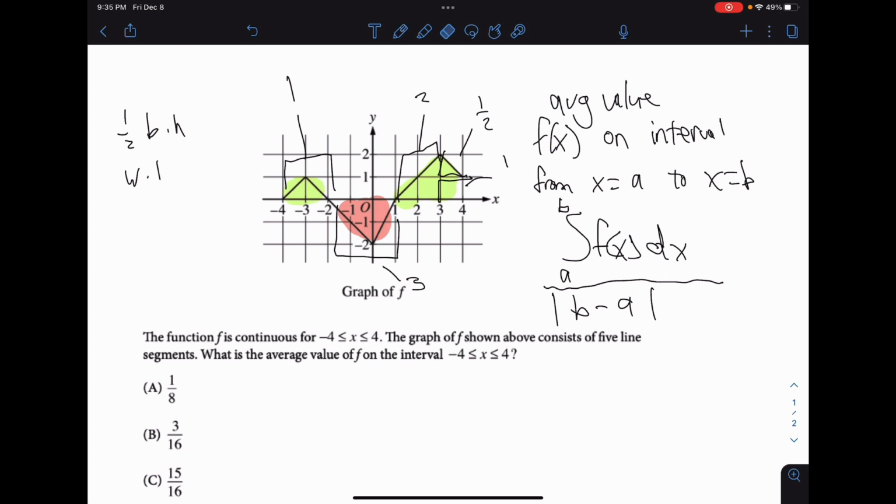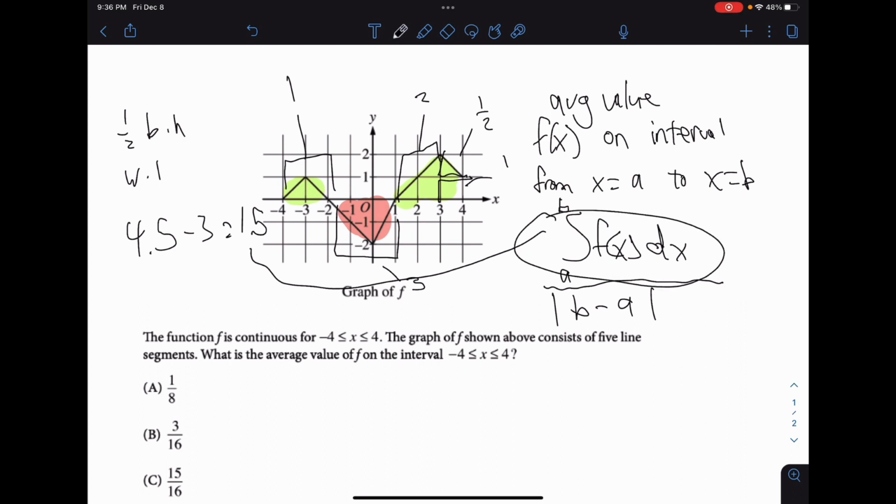So now we've got to add together the ones on the top and subtract the ones on the bottom. So let's do that. 1 plus 2 equals 3, plus 1 equals 4, plus 1/2 equals 4.5. So 4.5 on the top. And now we're going to subtract the bottom, which is 3. So 4.5 minus 3 equals 1.5. So this 1.5 is basically this integral.